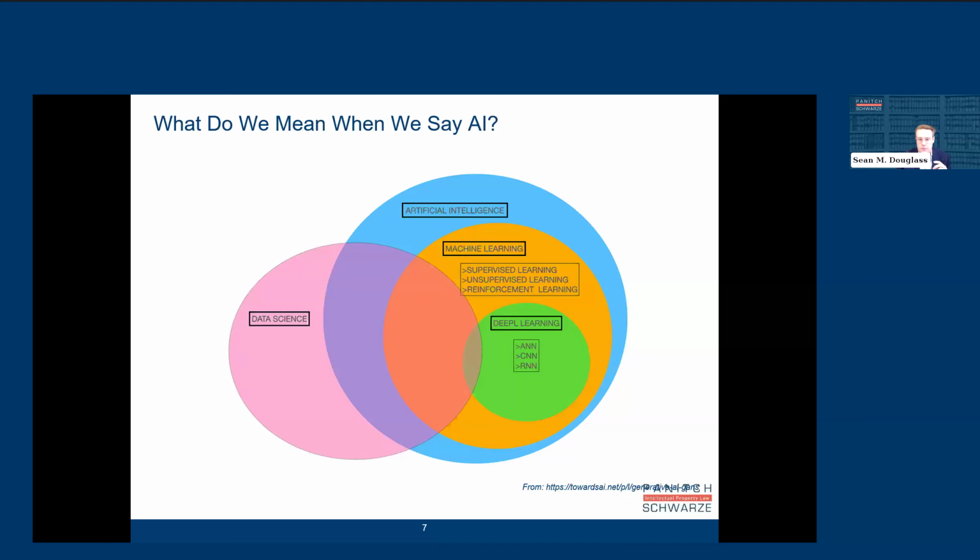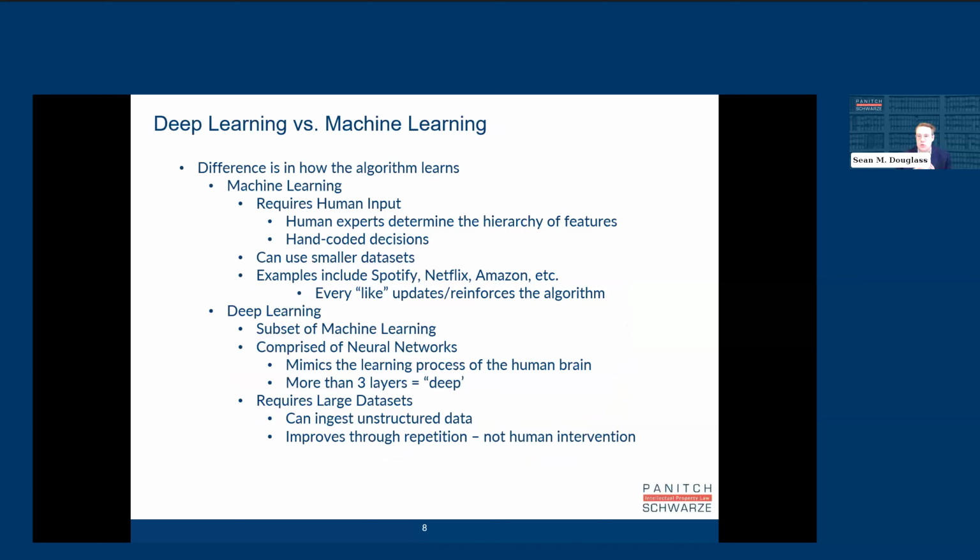Then the next two types are machine learning and deep learning, and this slide will go into the difference between the two of them. Machine learning essentially requires human input. The human determines the hierarchy of features in hand-coded decisions. Essentially a human is gathering all the data that's going to be input into the model and rearranging and organizing that data into certain subgroups. So there's some human input and involvement before the training of the model begins. Because of that, machine learning models can use smaller data sets than the deeper learning neural networks.